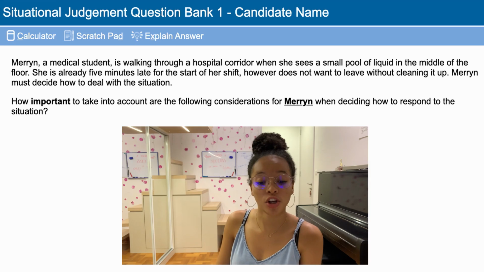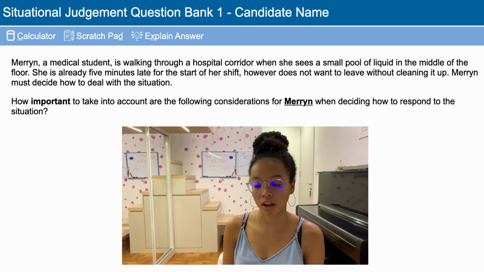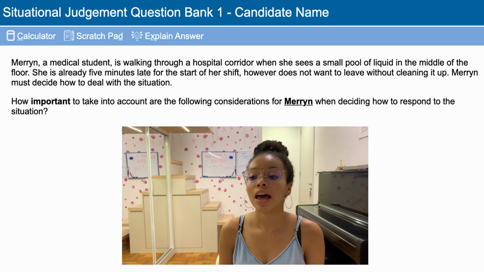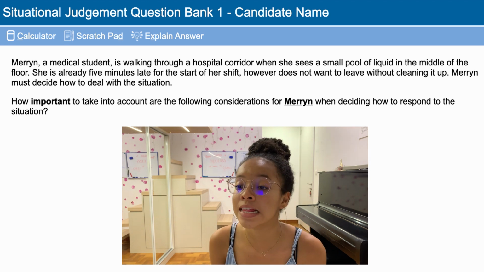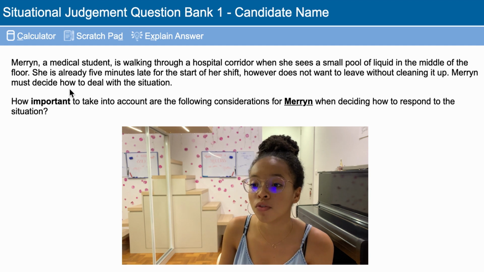Okay, the next question that I have here is an important or not important question. So it's the second type of question in the situational judgment category. So here it is. Marin, a medical student, is walking through a hospital corridor when she sees a small pool of liquid in the middle of the floor.